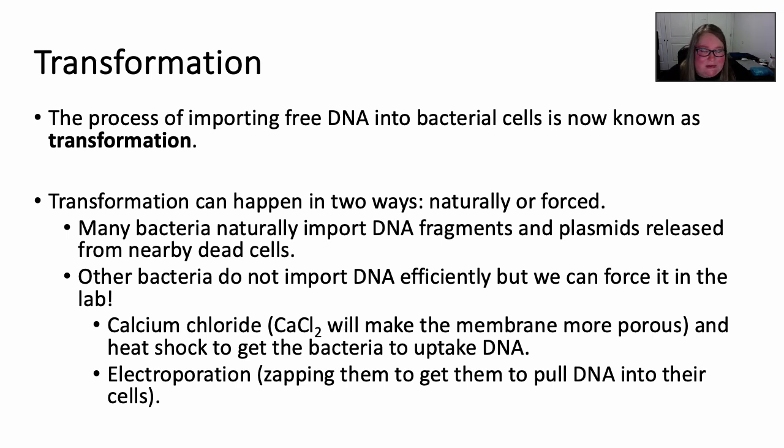We can use chemicals and heat shock in order to get them to do this. One of the ways that we can do this is using an ionic salt like calcium chloride, which is going to make the membrane more porous. It's going to disrupt that plasma membrane. And then we can heat shock the bacteria and get them to take up the DNA this way. When we heat shock bacteria, we take the broth and put it into an ice water bath. And we let it sit there and get really cold.